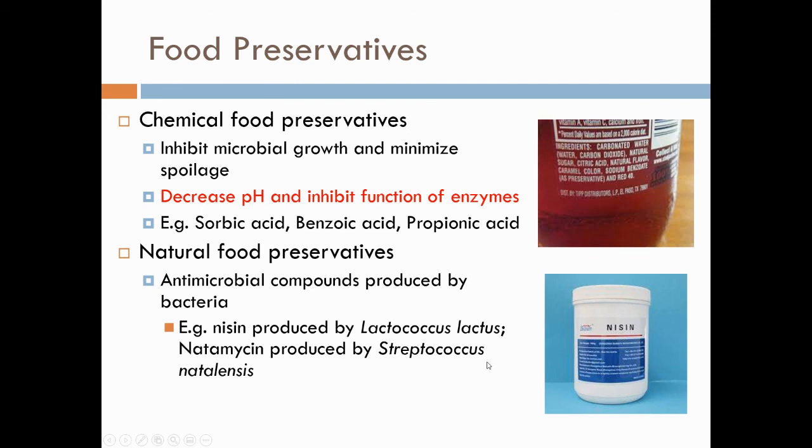These are actually produced by bacteria. So these bacteria, in order to outcompete other bacteria, produce these antimicrobial compounds, and we can use them as natural food preservatives. Nisin is produced by Lactococcus lactis, and natamycin is produced by Streptomyces natalensis. And these have antimicrobial compounds, so they can destroy other bacteria.